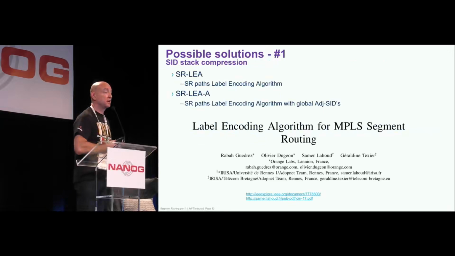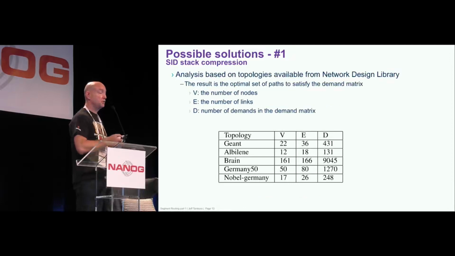So the stack compression was presented in 2016 at a variety of academic events, as well as published in IEEE Xplore. It's based on more efficient encoding. It uses a number of topologies. Again, the math behind it is described in the documents. I'm not going to go through it.